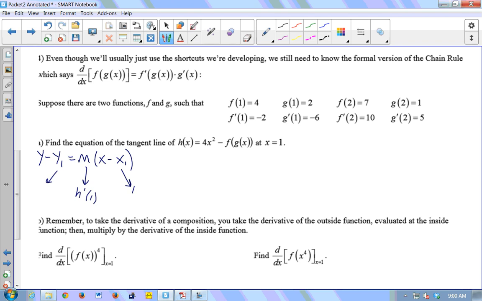Yes, I would plug 1 into the original h of x, and that will give me my y. So h of 1 goes there. All right, so I need h prime of 1 and h of 1, and I'll have the equation of the line. So h of 1 is pretty easy. I can just plug in here. H of 1 would be 4 times 1 squared minus f of g of 1.